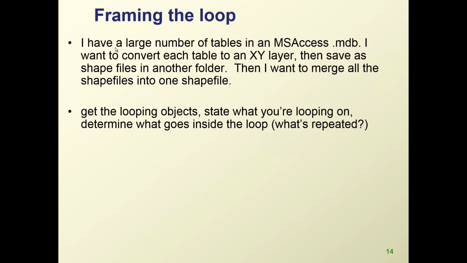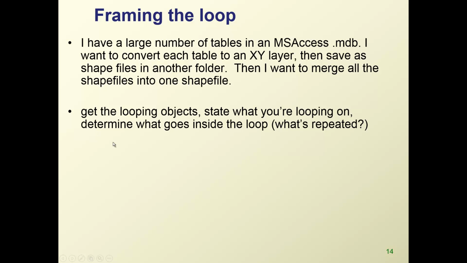So I have a large number of tables in my Microsoft Access database, MDB. I want to convert each table to an XY layer, then save as shapefiles in another folder. Then I want to merge all the shapefiles into one shapefile. So first of all, you have to get the looping objects so that you can state what you're looping on, and then determine what goes inside the loop. What is repeated?